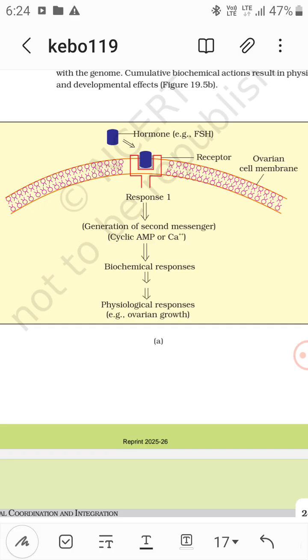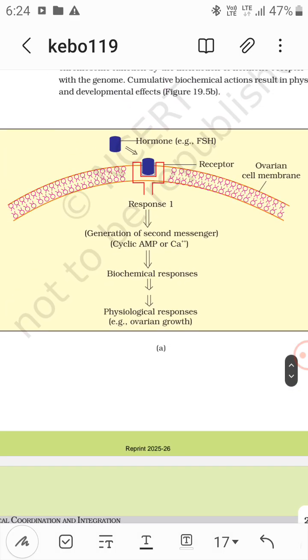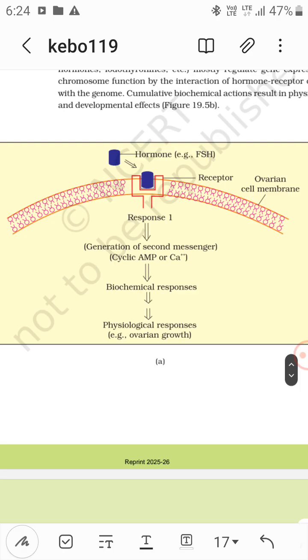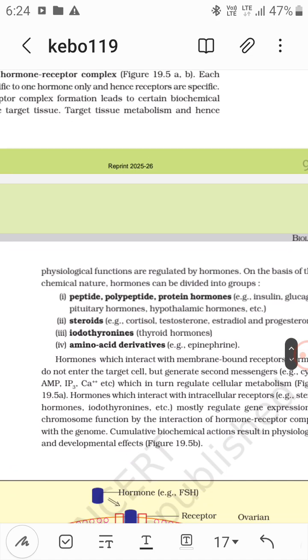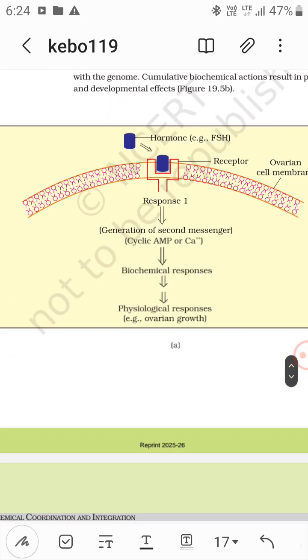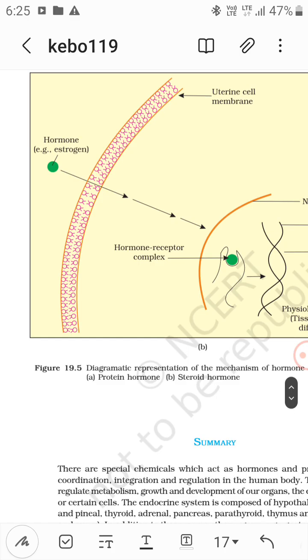FSH and LH bind to receptors and respond with generation of a second messenger like cyclic AMP. So this is a membrane-bound receptor, a membrane-bound hormone, right? FSH and LH, as I told you, are mostly peptide, polypeptide, protein hormones, and amino acid derivatives like epinephrine. Now the steroid hormone, right?